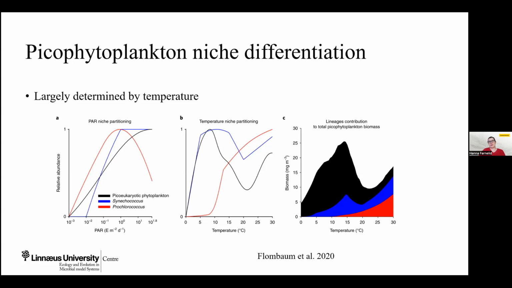And when it comes to the contribution to the total picophytoplankton biomass, there's a shift where in colder environments, less than 5 degrees, there's a complete dominance of picoeukaryotes. When it gets slightly warmer, Synechococcus contribution is increasing. And then after 10 degrees Celsius, Prochlorococcus are also present. So the contribution to the picophytoplankton biomass is typically determined by the temperature in the environment.